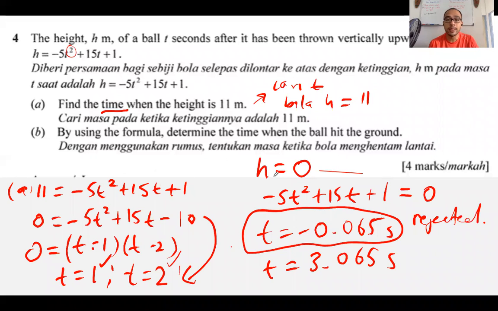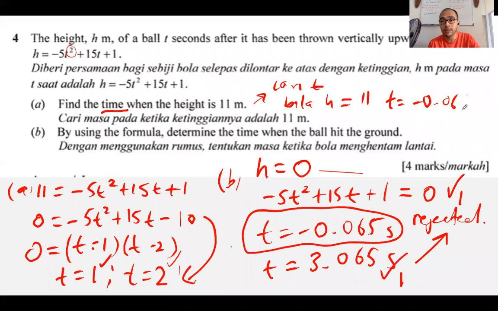Why rejected? Because there is no negative time. So this is the difference between question A and question B. Question A is very basic, we accept both answers. But in question B, it tests you on one thing on top of the basic factorization, which is you have two times and only one time is accepted. This is the one mark, provided you state why it is rejected. A very common mistake is that students write both answers, negative 0.065 and t equals to 3.065 seconds, without rejecting one. Straight away wrong. If you write both answers down, it will be rejected.